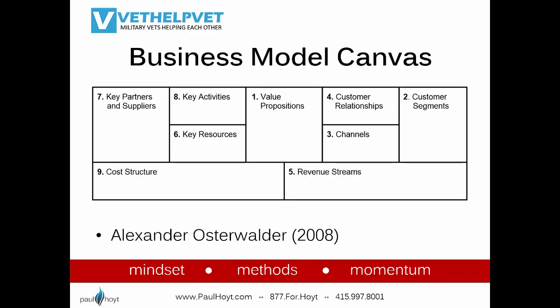It was introduced by Alexander Osterwalder in 2008, and he essentially gave it to the world. This is an open source product. So you can download this template, you can download all kinds of information and examples on the business model canvas and use it freely. Alexander decided to contribute his intellectual property to the marketplace, and we're grateful for that. It has 9 different segments to it, and we're going to go over those one by one.